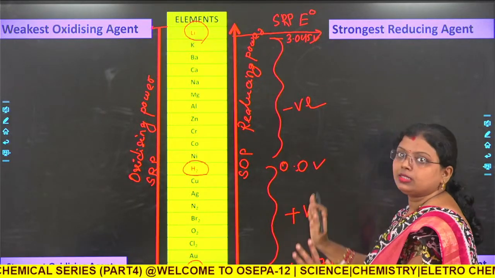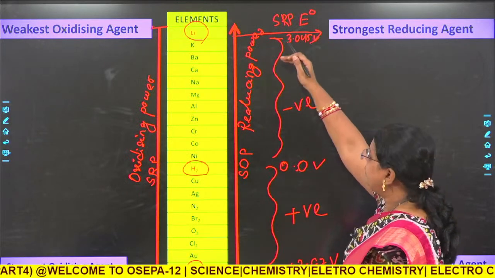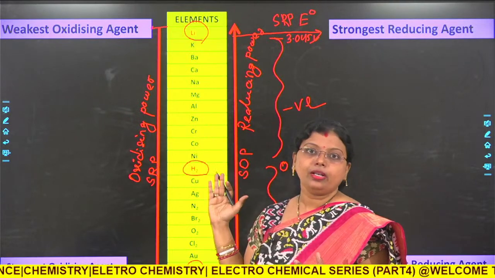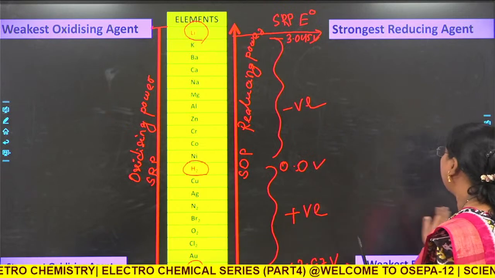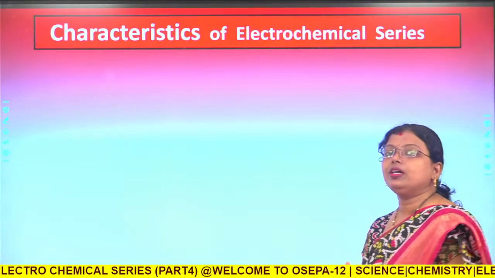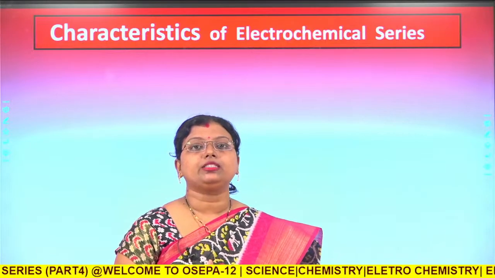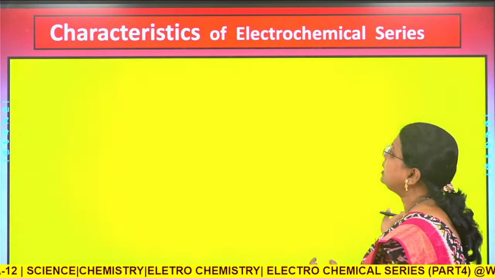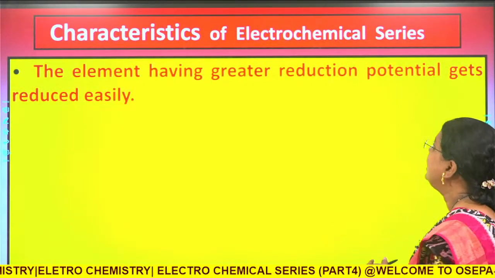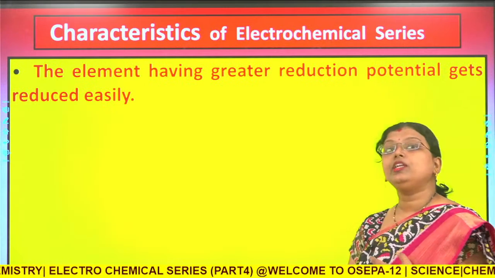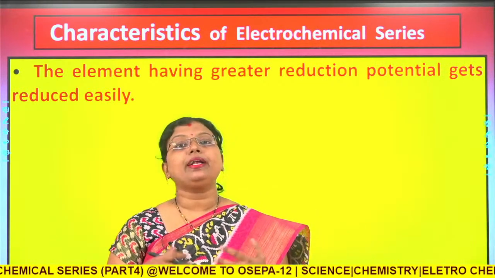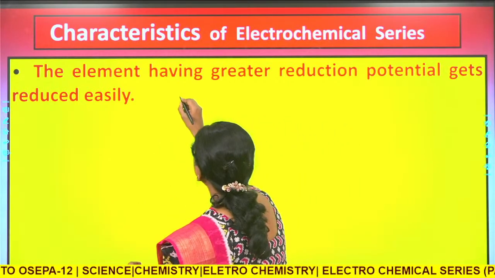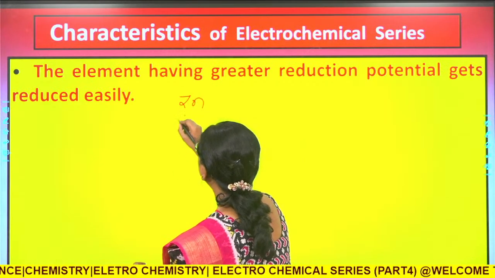So, just remember the values of lithium, fluorine and hydrogen, then about the oxidizing power and reducing power, this much is sufficient. Then we discuss the characteristics of the electrochemical series. First, as we have discussed, the elements having greater reduction potential are reduced easily. Suppose I give one example. Let us consider zinc and copper.